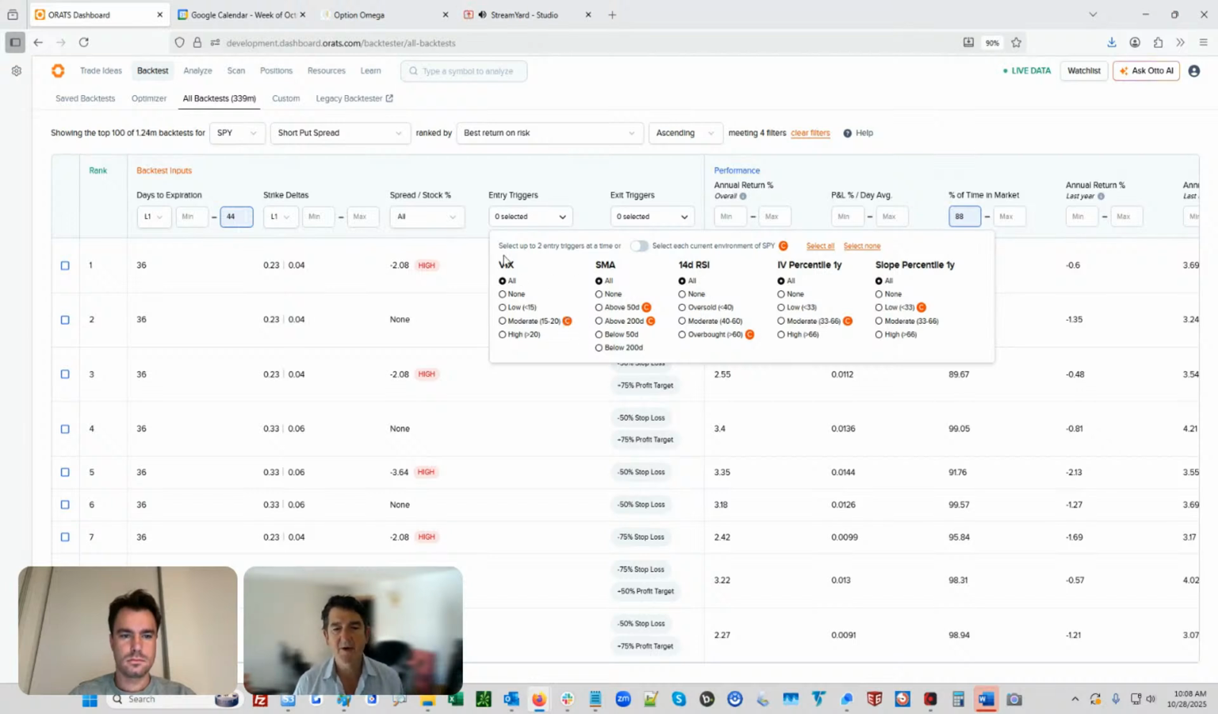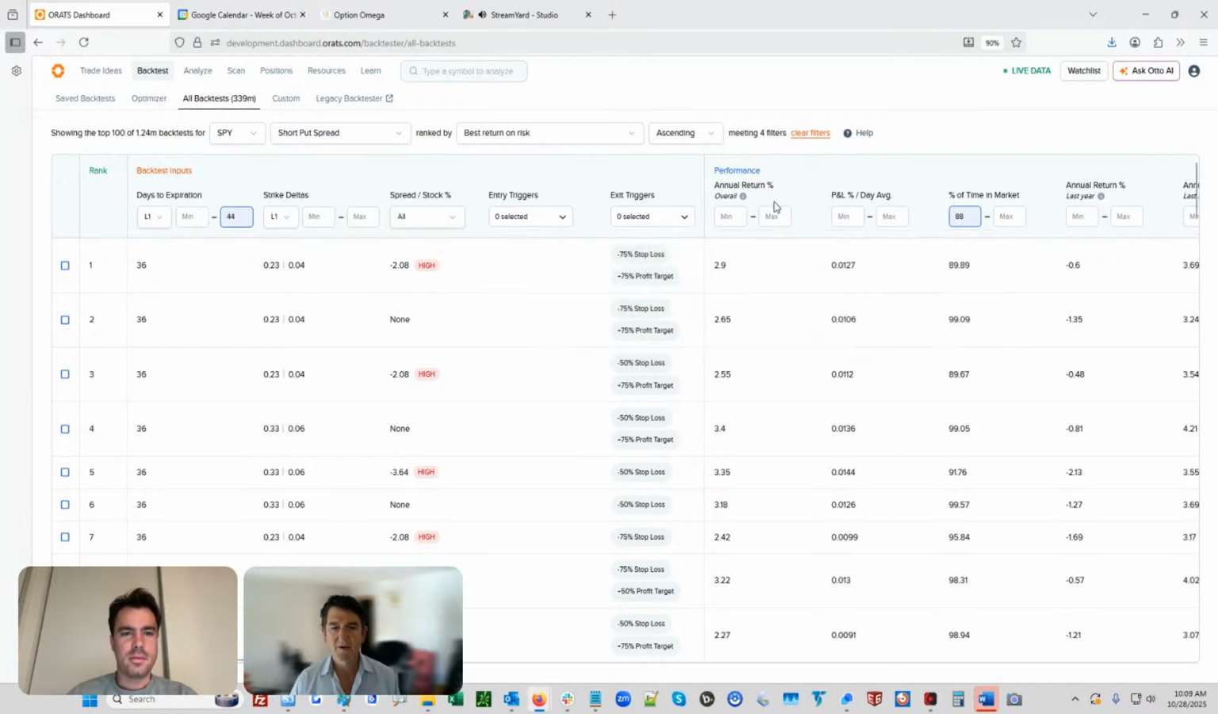And we do have ways, which we'll talk about later, that we go do a lot of this for you. We'll find the ones that are like the C next to it. You might notice that's the current market. So the current VIX is between 15 and 20. The current SMA is above the 50 and 200. The current RSI is overbought, and the current IB percentile is moderate, and the slope is low. So that means the puts are low relative to the calls, is how ORATS looks at the put call slope.